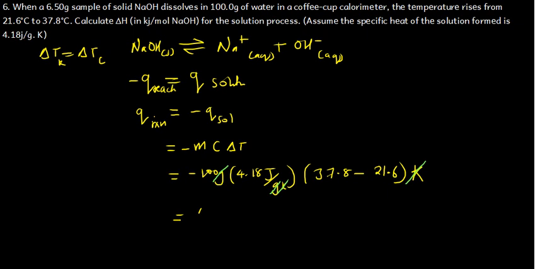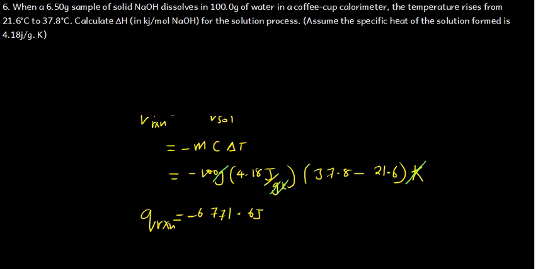6771.6 joules. It's going to be negative because of this negative which is here. So this is the heat of the reaction. This is the heat that is going to be released by the dissolution of sodium hydroxide.